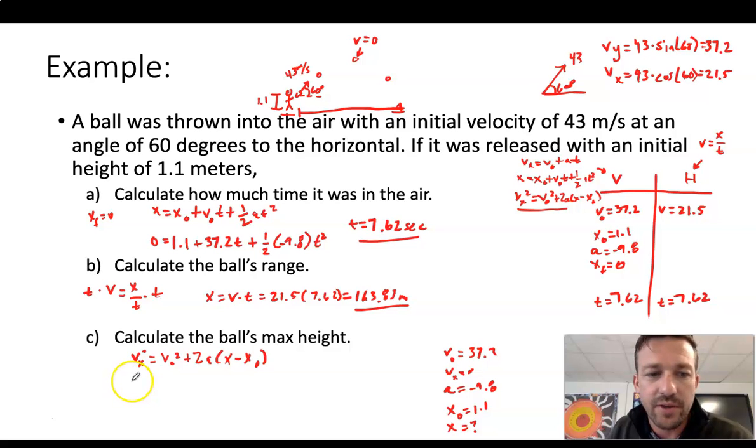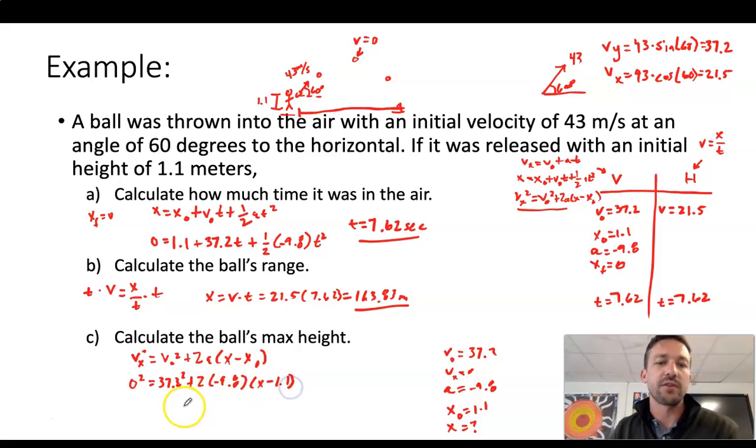So we got the final velocity was 0 squared equals the initial velocity was 37.2 squared plus 2 times negative 9.8, and then x minus 1.1. And we're just solving for x, right? You can do that on a calculator. There's no reason to do it by hand. I'm going to solve for it.